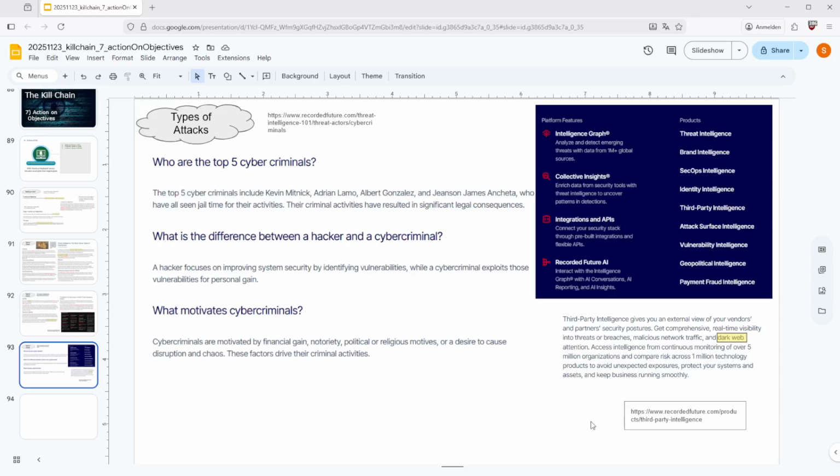Okay. Access intelligence from continuous monitoring of over 5 million organizations and compare risks across 1 million technology products. So these are the technology products, the third-party products that I'm not familiar with. To avoid unexpected exposures, protect your systems and assets and keep business running smoothly. Yeah, so warm recommendation here. If you are a professional, consider Recorded Future.